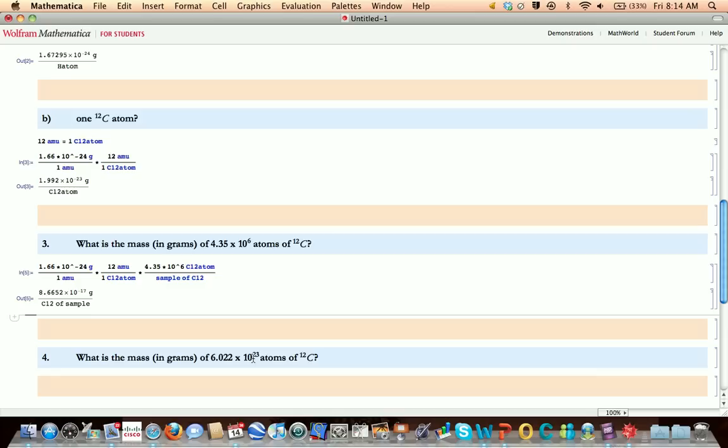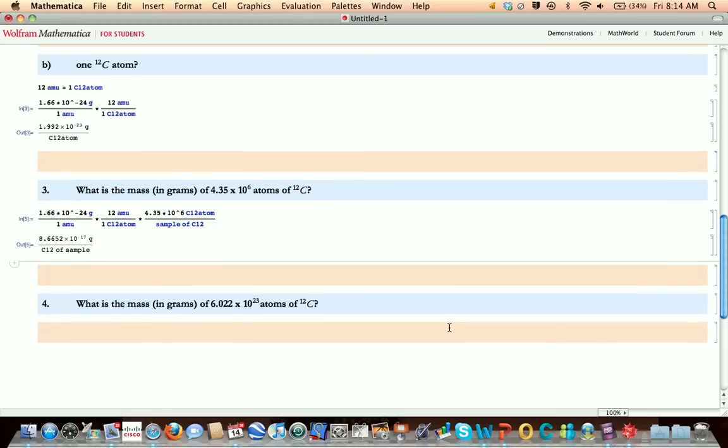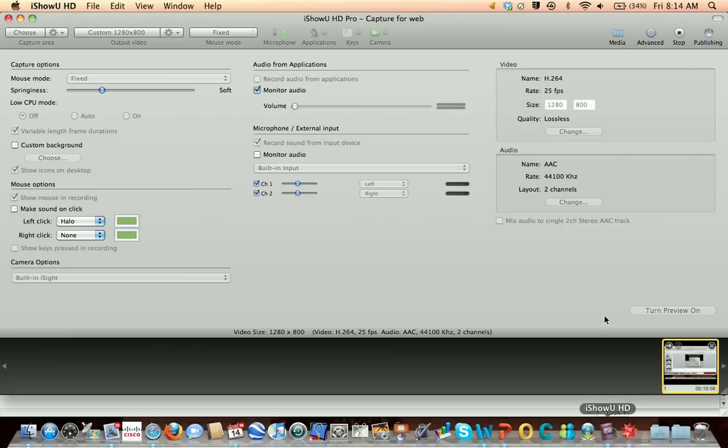I would do the same problem here exactly the same way. I would plug in the number of atoms of carbon-12 right into this statement, and I would use this conversion factor between grams and AMU, and I would use the understanding that every carbon-12 atom has exactly a 12 AMU mass, and I would get my answer. So I hope that tutorial resolves a little bit of problems. I encourage you to practice and play with Mathematica and see if you can solve the problems. So that's it for now.